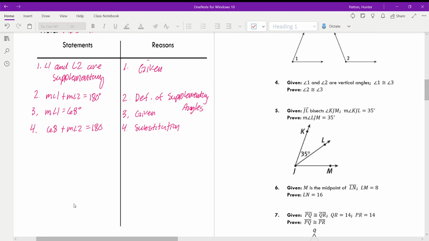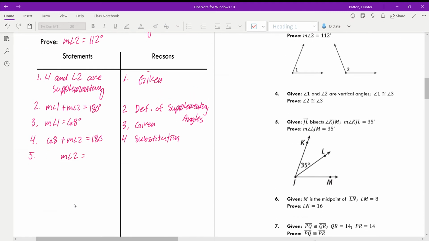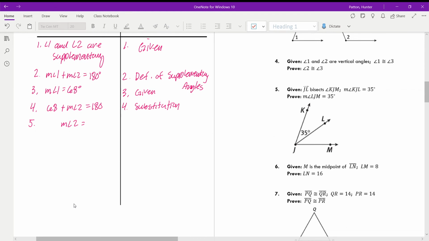Alright, now, just like I'm solving a regular equation here, I'm going to subtract 68 from both sides. Doing that, I get the measure of angle 2 is equal to, so what's 180 minus 68? Of course it is 112 degrees. And this is by the subtraction property.